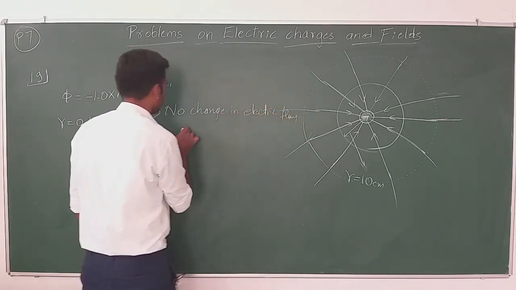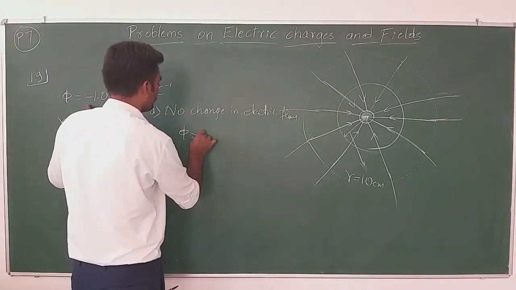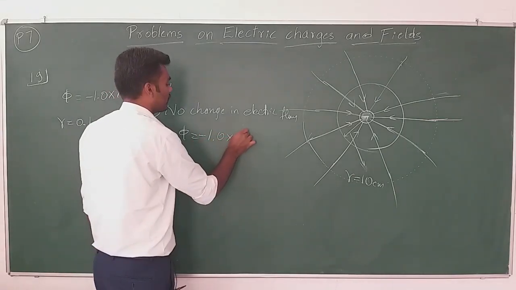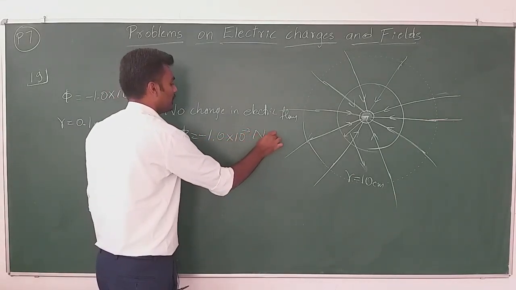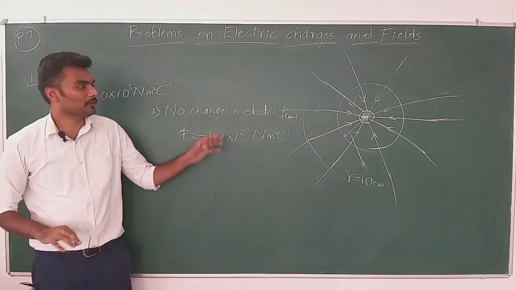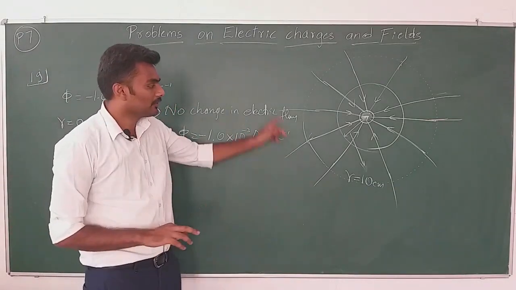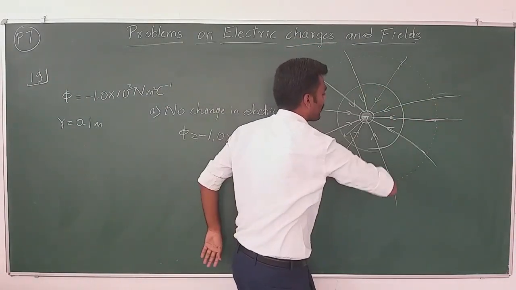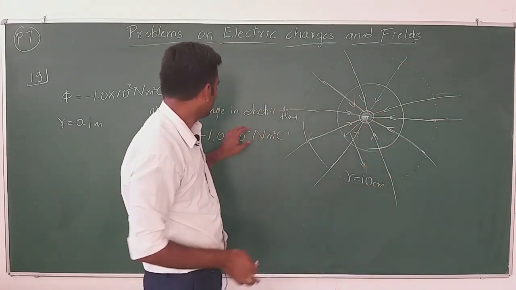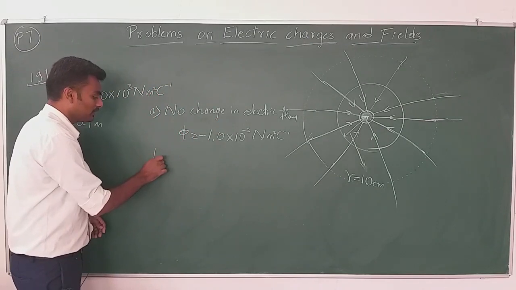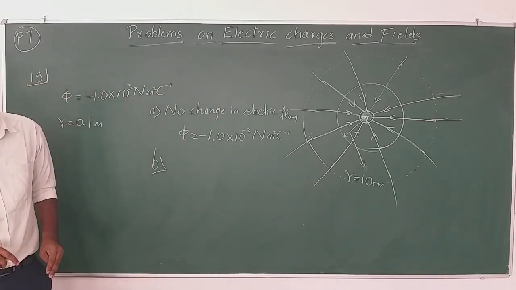which means the same value shall be retained, minus 1.0 into 10 to the power of 3 Newton meter square per coulomb. So the same amount of electric flux is experienced by the new surface. Even if you change it to some random shaped surface, even then the amount of flux remains the same. Now, let me go for part B of the question, which says what is the value of the point charge.